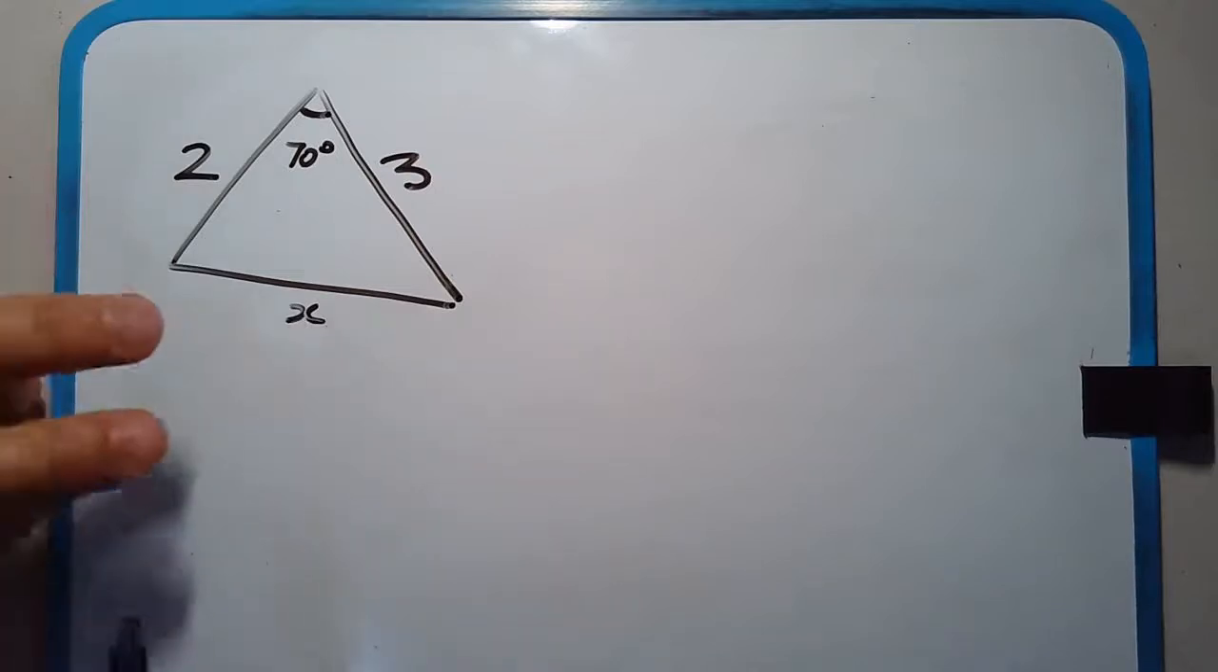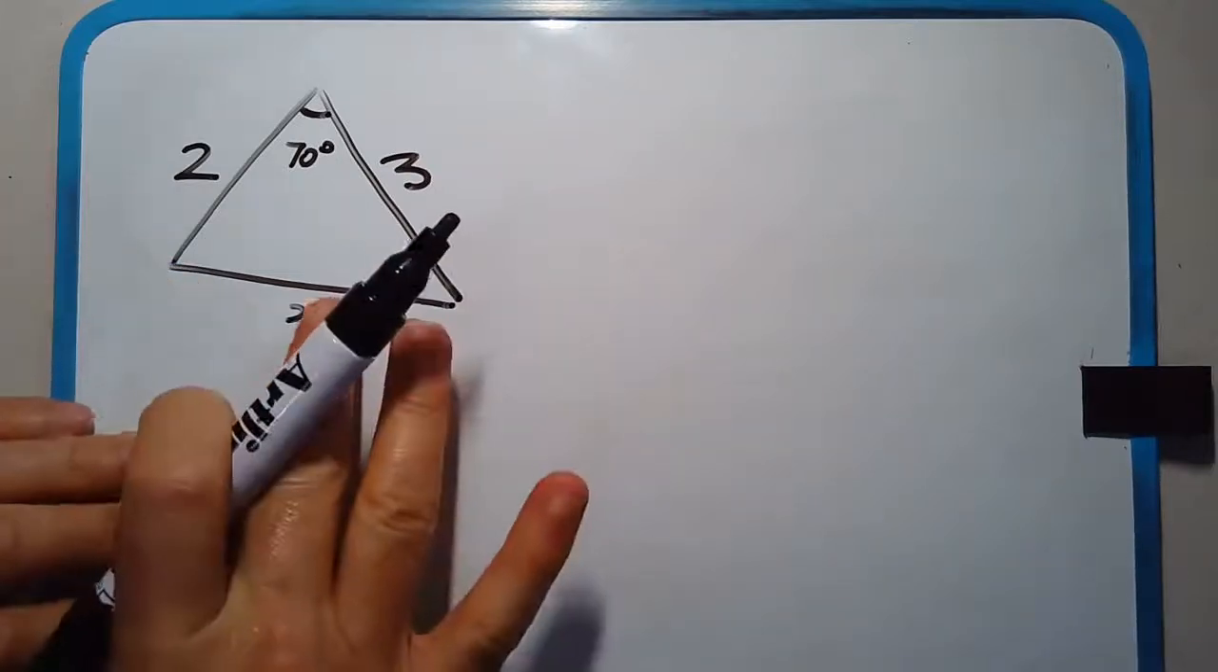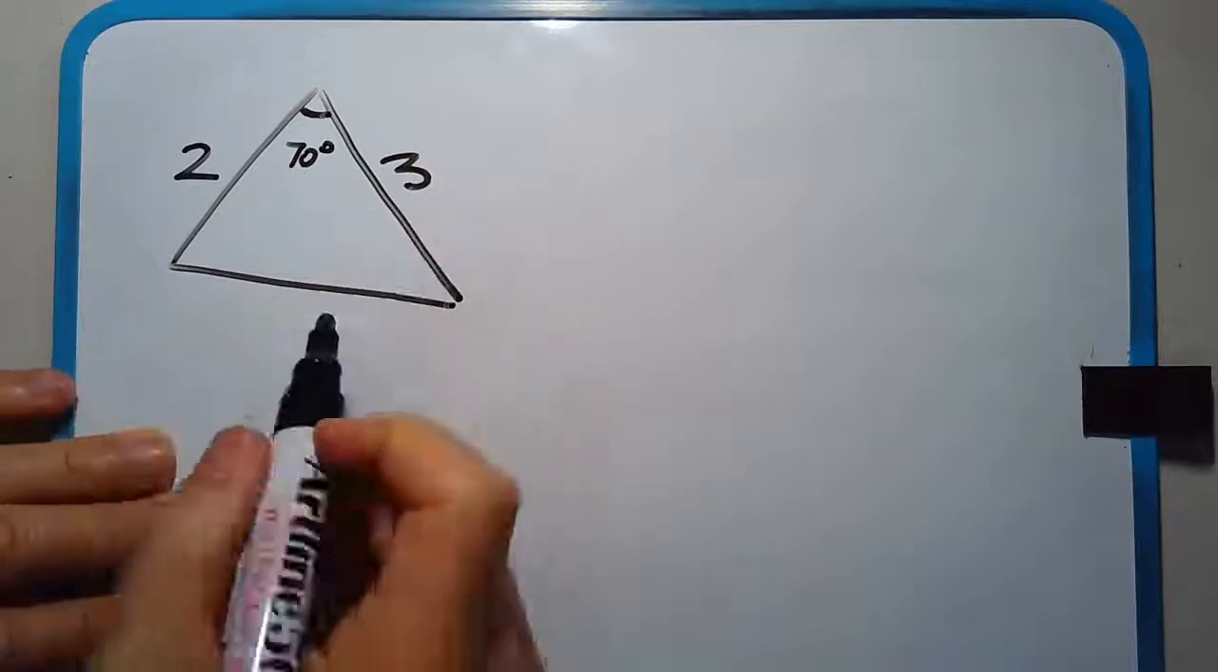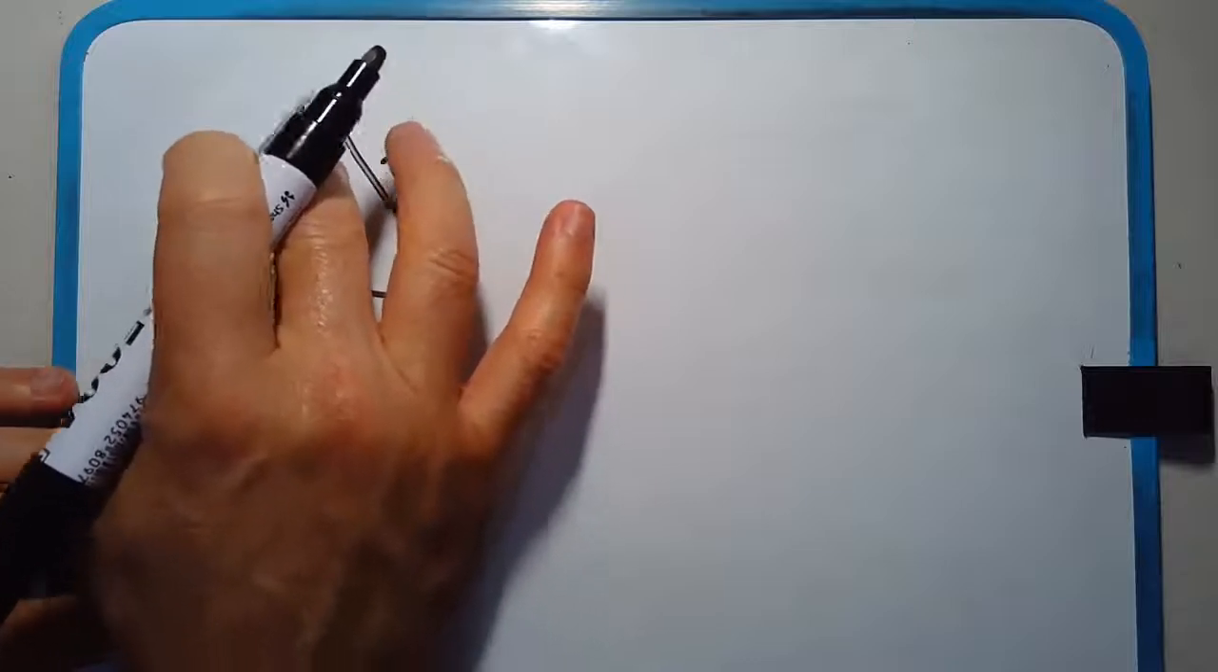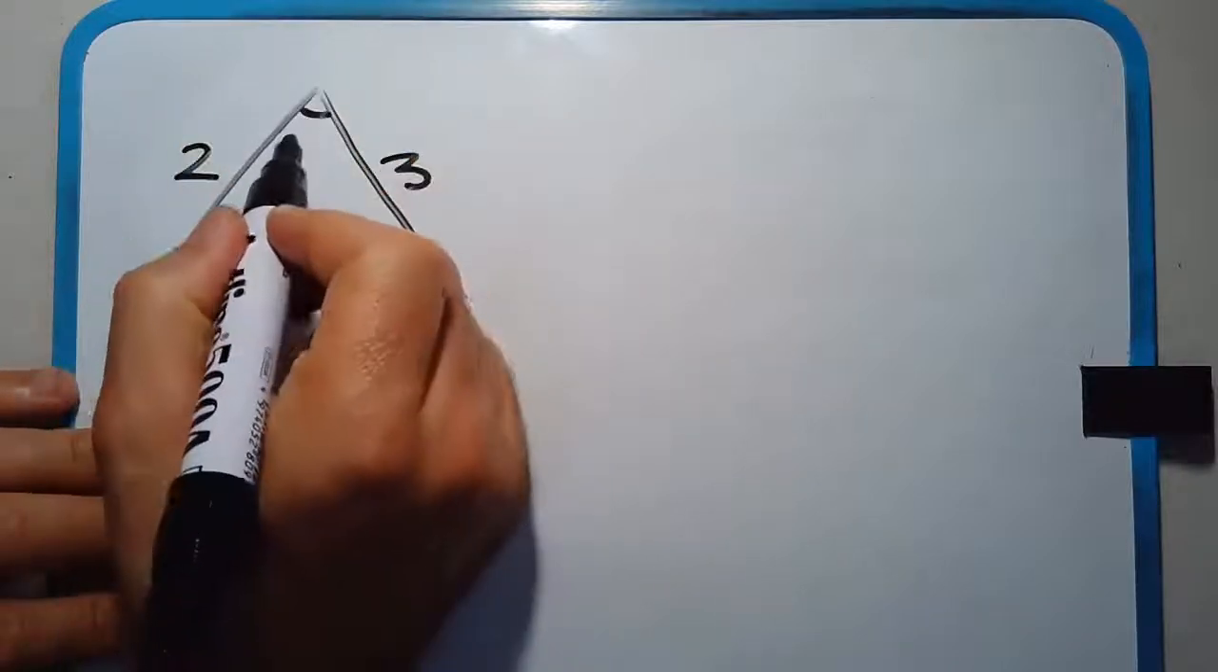Let's say I reverse the problem. So the problem is switched. This time round, I'm going to give you the side. Let's call it, say, 4 units. But I'm now going to ask you to find the angle.